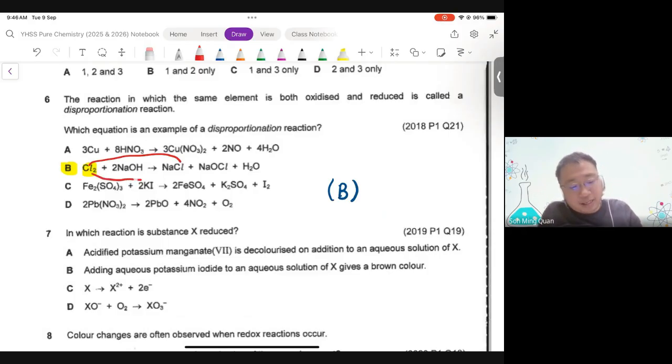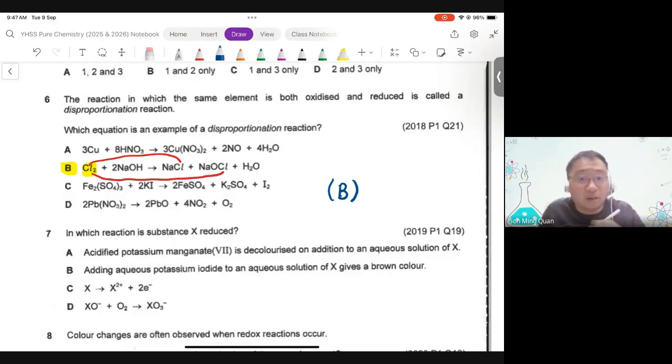You can see that the same Cl2 appears in two separate products. One of the Cl appeared in NaCl, the other Cl appeared in NaOCl. Okay, this is a telltale sign that B could be a disproportionation because the same element is now present in two different products. Of course, to confirm there's disproportionation, you should work out the oxidation states.